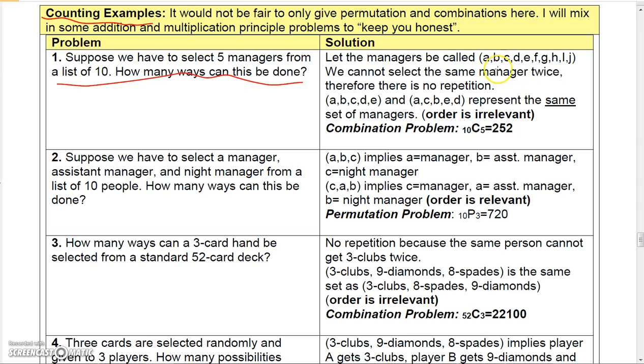Let's say the managers are A through J. That's your 10 managers. We cannot select the same manager twice, that wouldn't make sense, so there's no repetition. Now, A, B, C, D, E and A, C, B, E, D, even though they're rearranged, represent the same set of managers, so order does not matter. Therefore, this would be a combination problem. Out of 10 managers, how many subsets of 5 can I get?